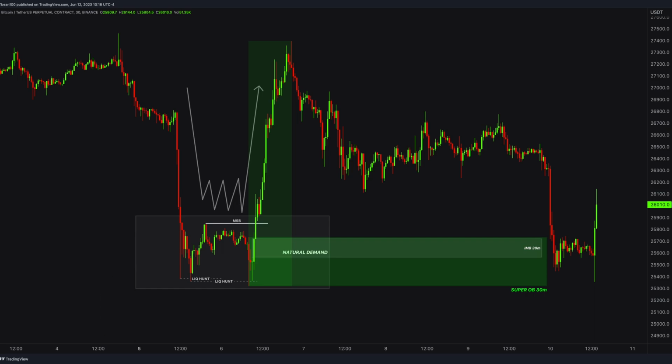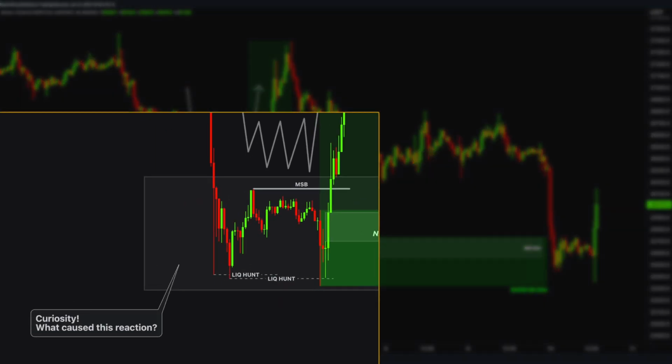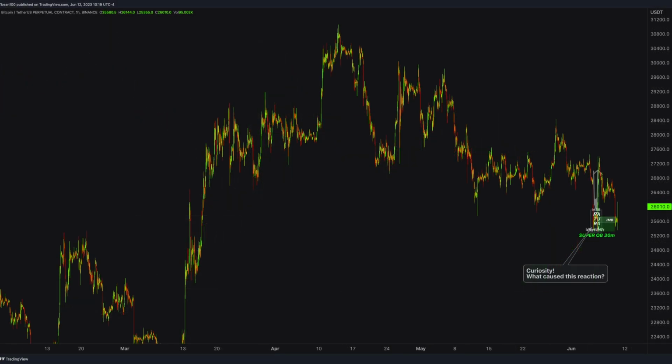Now, where were we? You can see this clear setup. Before going down into my trade, I want to go up with higher time frames. I want to investigate what happened. Is this a fake reaction? What caused this reaction in the first place? Now we are in the 1 hour chart, as you can see. Like an investigator, we are investigating the causes.